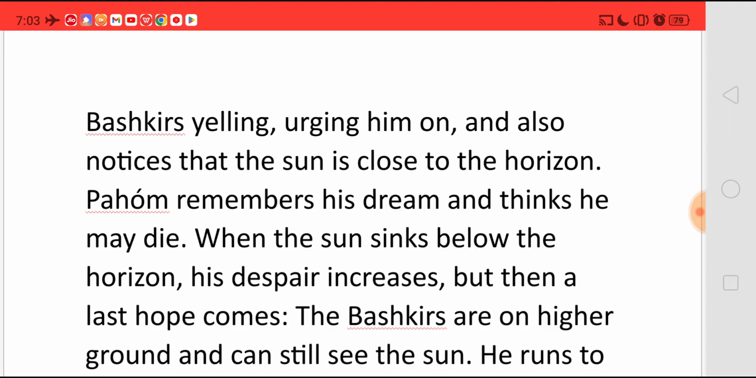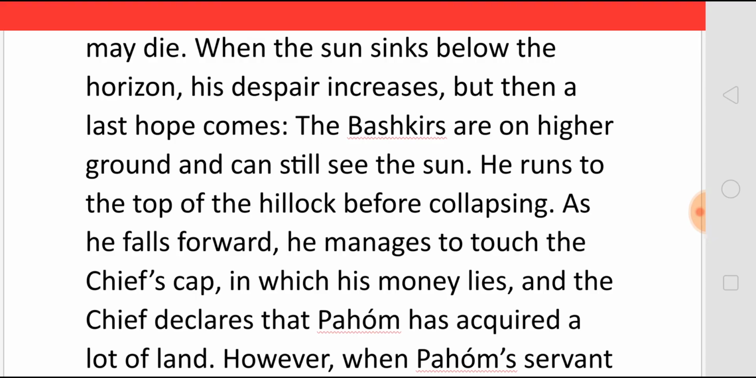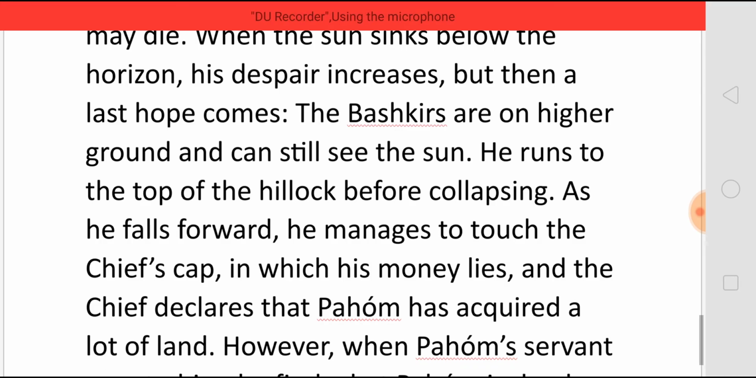When the sun sinks below the horizon, his despair increases, but then he has a last hope. Now the Bashkirs are on higher ground and they can still see the sun. So he runs to the top of the hillock before collapsing and falling down. And as he falls forward, he manages to touch the chief's cap in which his money is lying, and the chief declares that Pahom has acquired a lot of land.